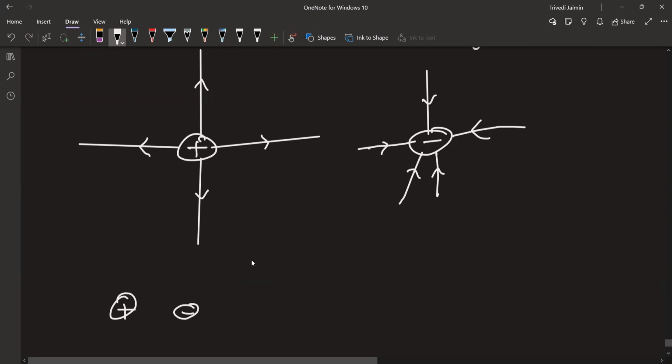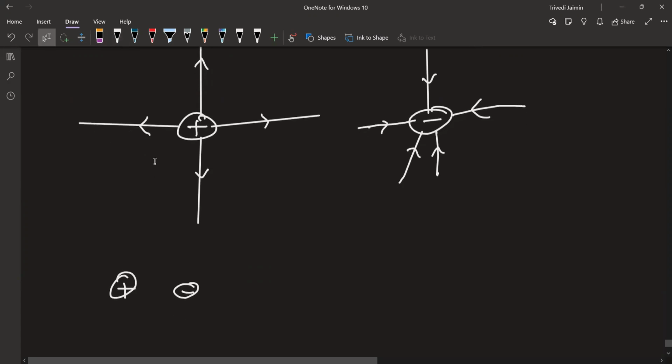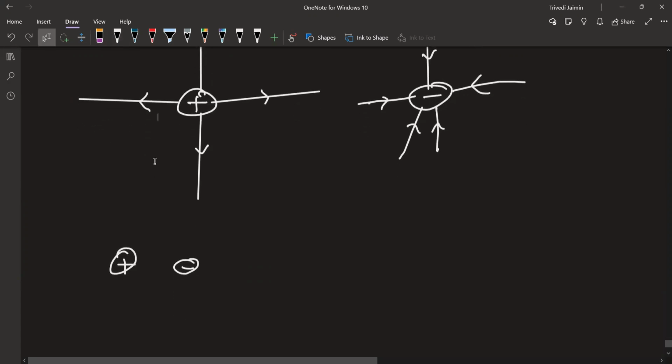Done drawing? Yes, sir. Okay. G1? Sir, draw for this one. What will you get here? One is moving outward, one is moving inward. So how will it form attraction? Draw it.